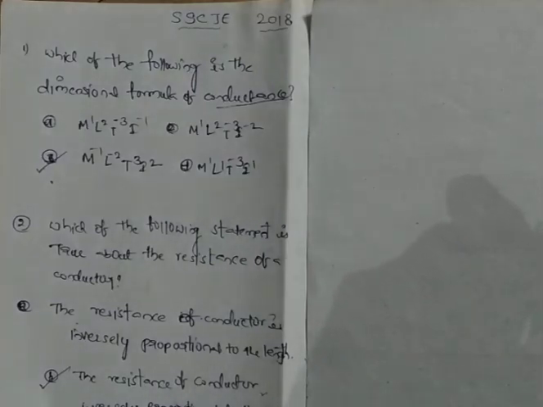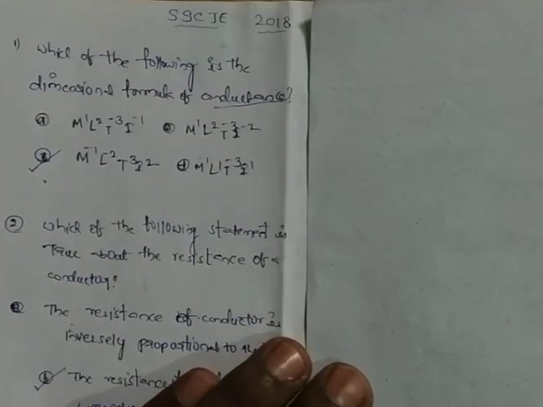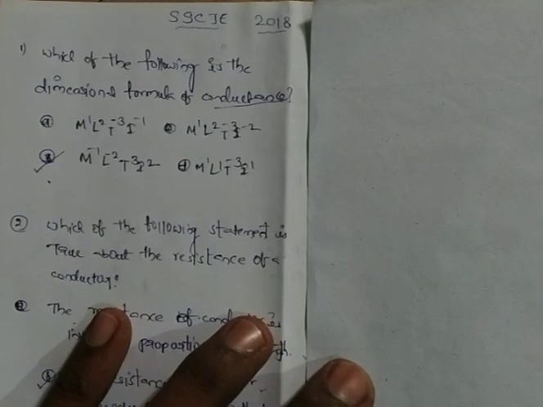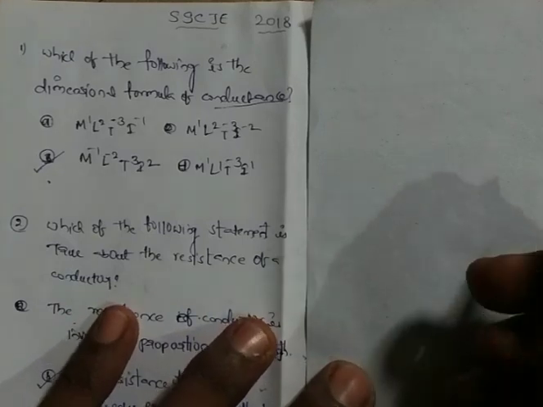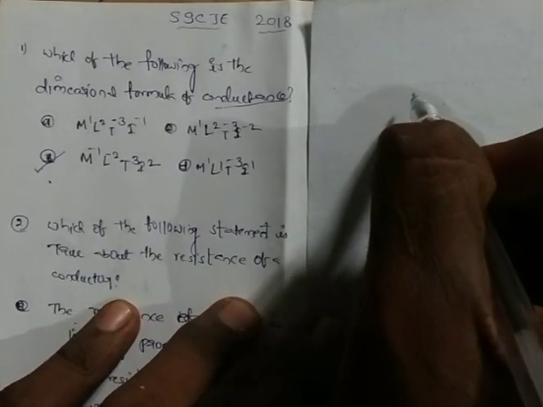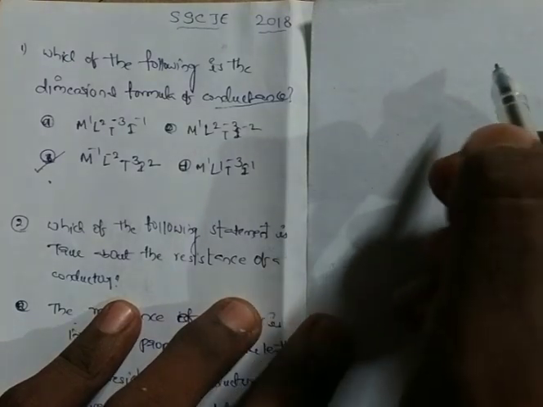Today we are discussing the SSC JE model question paper 2018. So let's start our session. The first question is, which of the following is the dimensional formula of conductance?